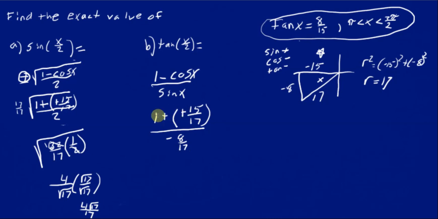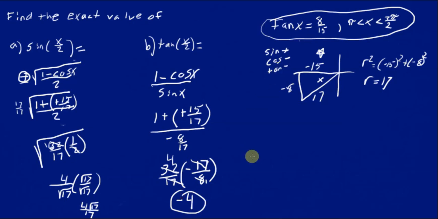Again, I'm going to add 17 over 17 plus 15 over 17, or get 32 over 17. And instead of dividing by negative 8 17ths, I'm going to multiply by the reciprocal, negative 17 over 8. And that will give me then the 8 cancels into the 32 4 times. The 17s will cancel, but the negative doesn't cancel. So it's negative times 4, which is negative 4. And that's exactly what it should have been, negative.